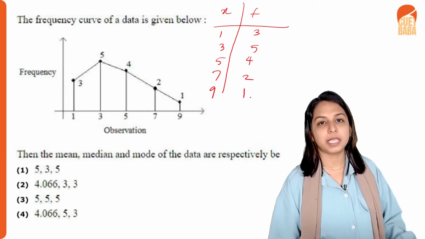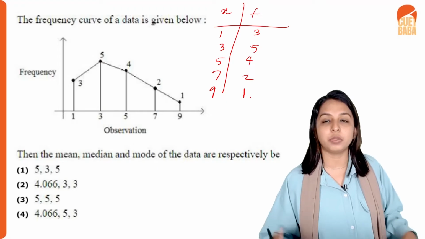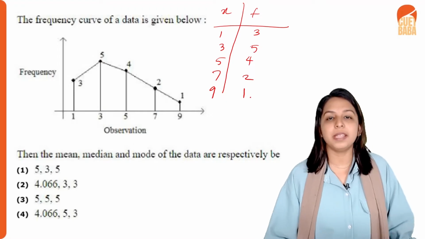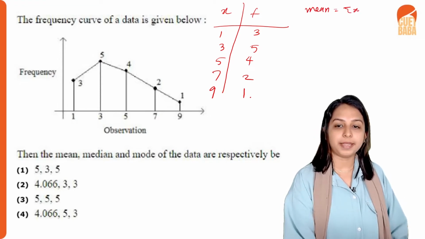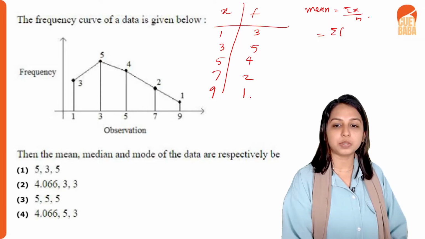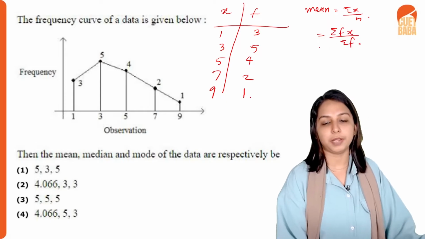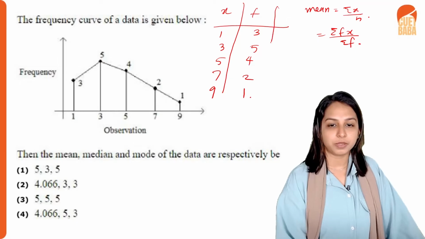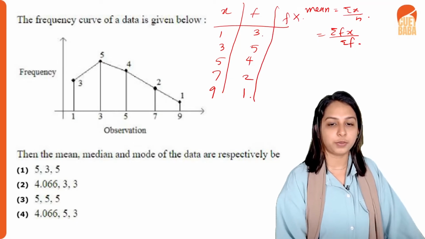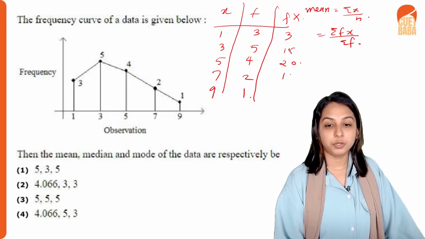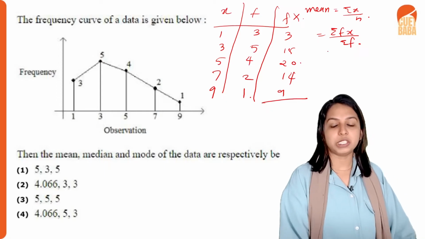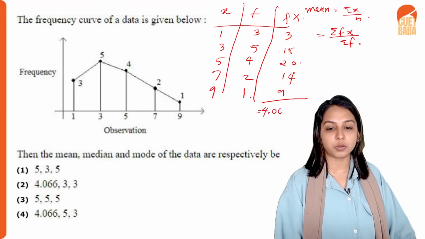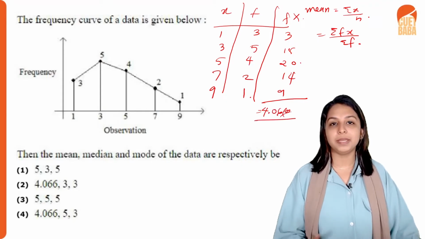So we have seen equations separately for raw data and frequency data on how to find the mean, median and mode. Let's take mean first. Mean is actually summation x by n, but for frequency data it will be equal to summation fx divided by summation f. So fx will be 1 into 3, 3, 3 into 5, 15, 5 into 4, 20, 7 into 2, 14, 1 into 9, 9. We add these and divide by summation f and we get 4.066. Similarly we can find the median and mode.